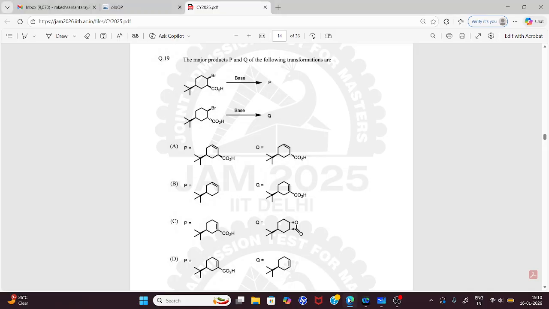Let me check whether everything is working and let us copy it. So basically, what they have asked in the first one is: bromine above, CO2H also above. So the bromine is in the above position, and this is also in the above position, right?